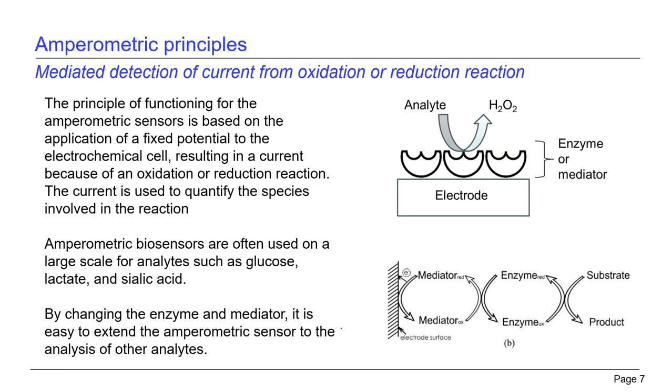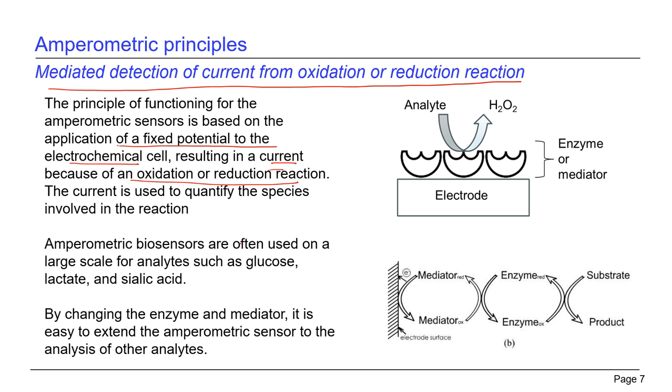One of the fundamental principles in amperometric measurement is the mediated detection of current from an oxidation or reduction reaction. Okay, it's a mediated process. So the principle of functioning is based on the application of a fixed potential to the electrochemical cell, resulting in a current because of the oxidation and reduction reaction. And again, as we've mentioned, this current is used to quantify the species involved in the reaction.